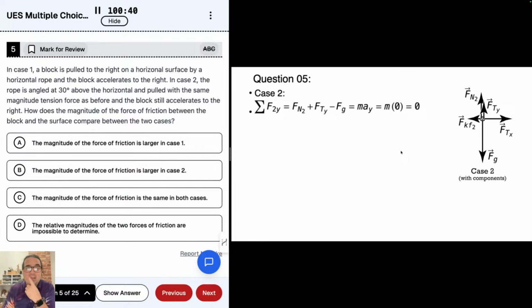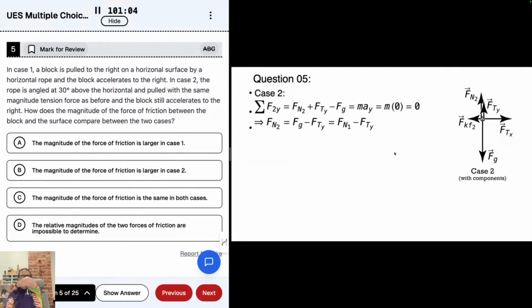So now, in case 2, we have the sum of the forces in the y direction: force normal 2, plus the force of tension in the y direction. Those are vertical upward forces, and the force of gravity, which is down. Again, the acceleration in the y direction is equal to 0. Therefore, we get that the force normal 2 is equal to the force of gravity minus the force of tension in the y direction. This force normal 2 is equal to this force of gravity minus this force of tension in the y direction.